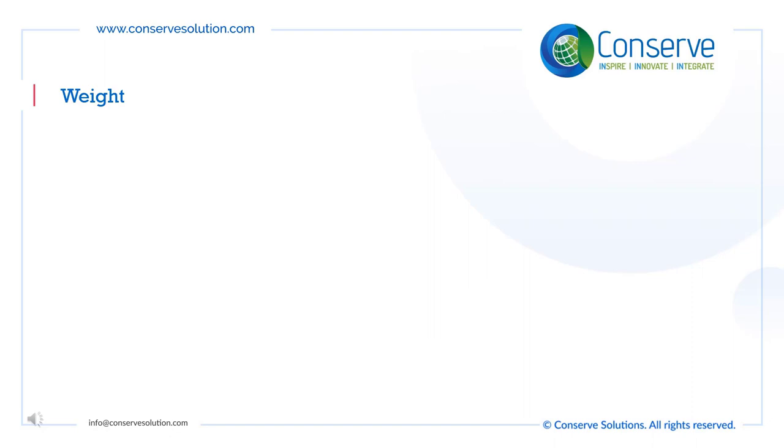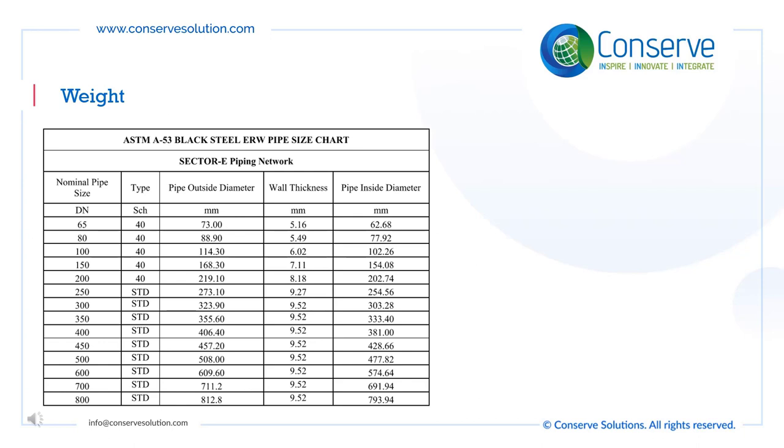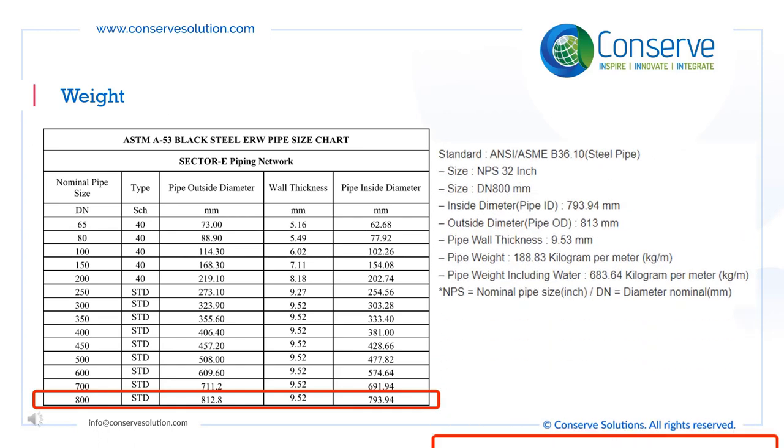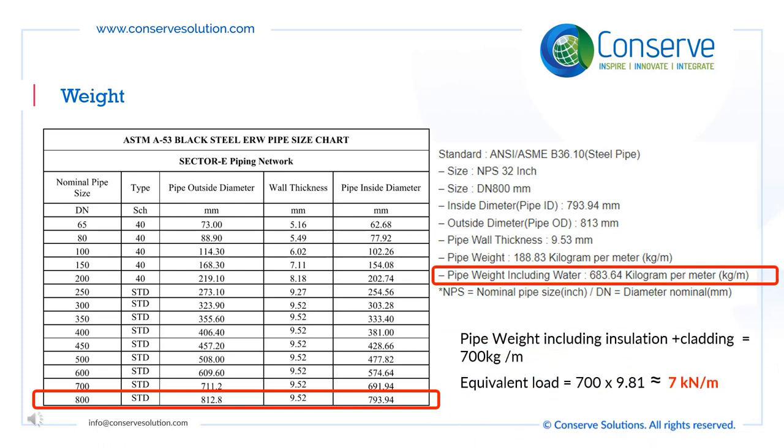So when it comes to weight of the pipe, we can refer to the data sheet of the pipe to estimate the load associated with weight. The maximum pipe diameter is 800 mm and its corresponding weight with water is around 683 kg per meter. We can approximate to 700 kg per meter, including insulation and cladding.